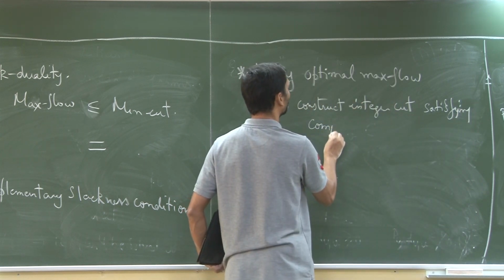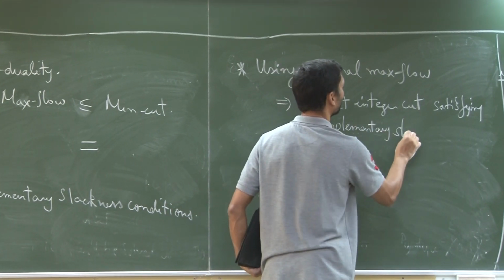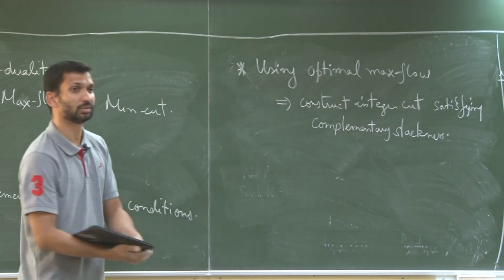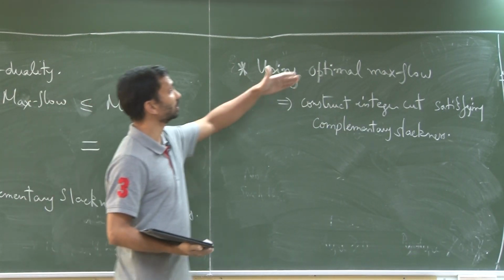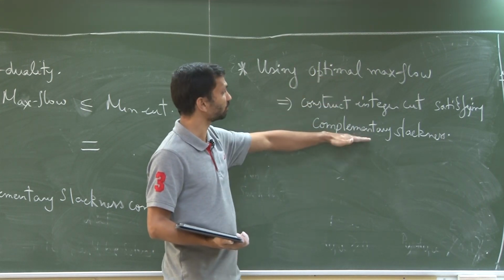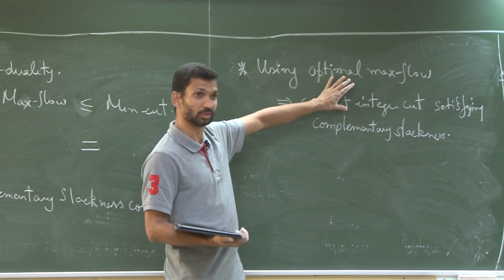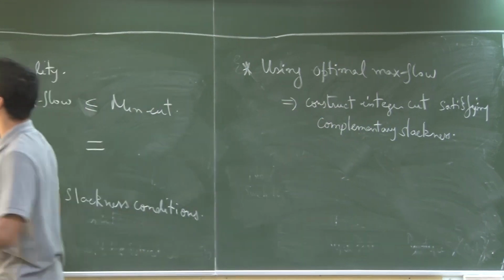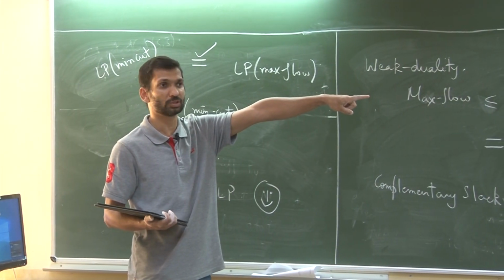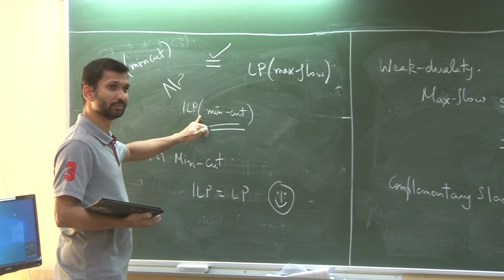satisfying complementary slackness. Okay, so then this integer cut and this max flow, since they satisfy complementary slackness, they are feasible. That means they are both optimal. That means even the LP has an optimal integer solution. That means these two are equal, right?